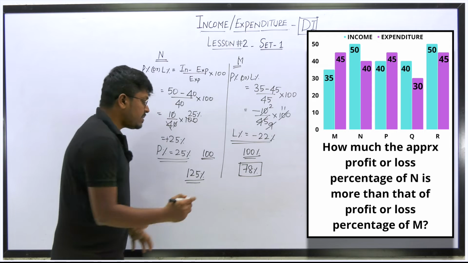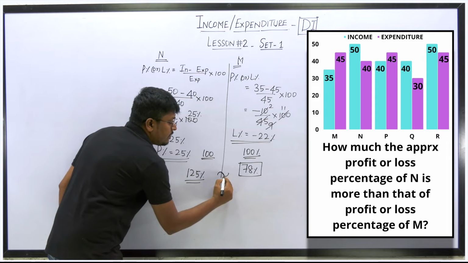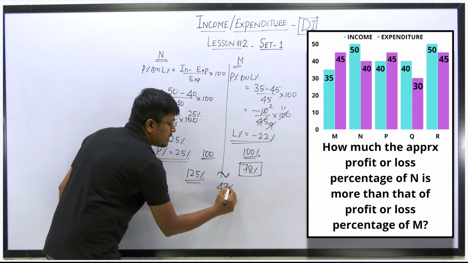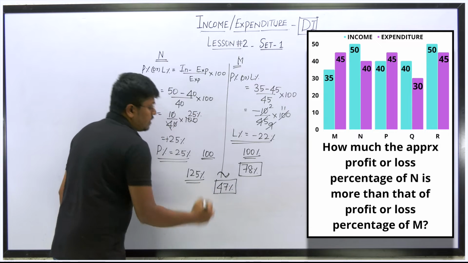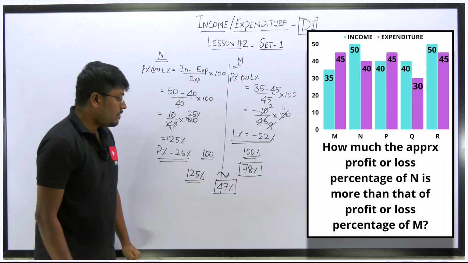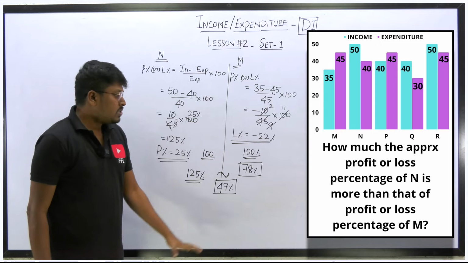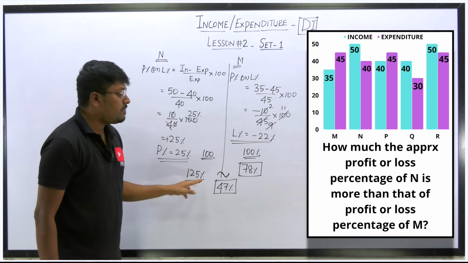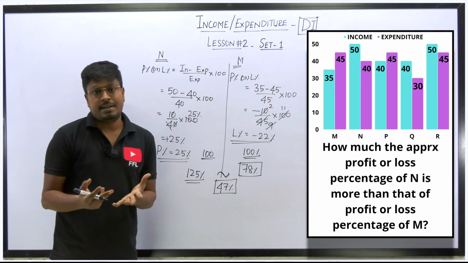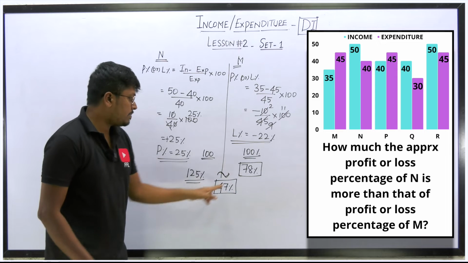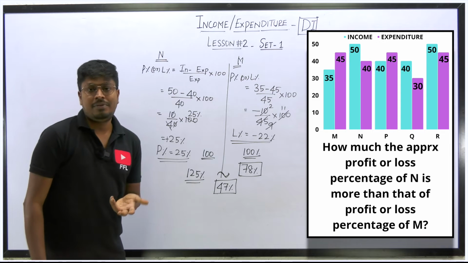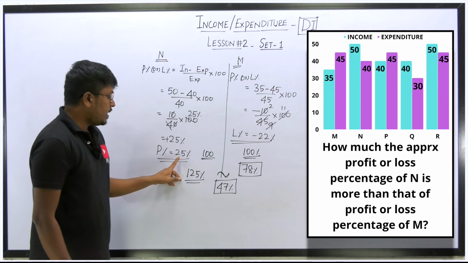So now our target is to find the difference. When you find the difference, how much more? It is 47%. Understood or not? So finally, the answer for this question will be 47%. I would always prefer this way because you won't make any mistakes. If you feel that is difficult, do one thing.